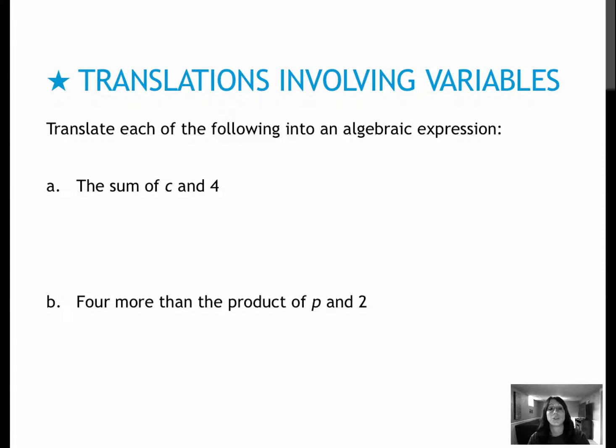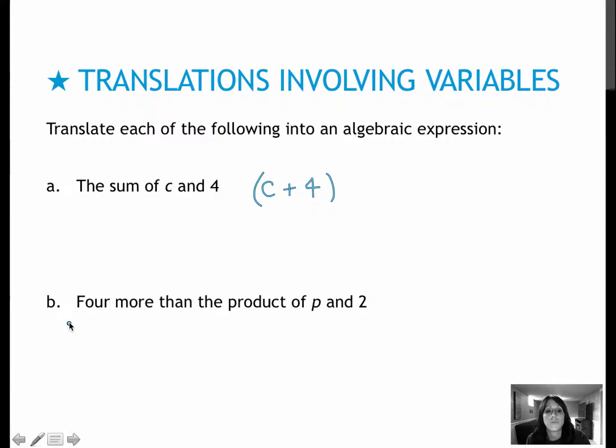Try these two on your own, then press play to see how you did. So the sum of c and 4, sum means we're adding. Notice I didn't have to write this one in parentheses like I did on the last question because there was nothing else going on. If you did write it in parentheses, it wouldn't be incorrect. But because I didn't have twice or increased by or anything else happening to the sum, I don't have to worry about putting it in parentheses.